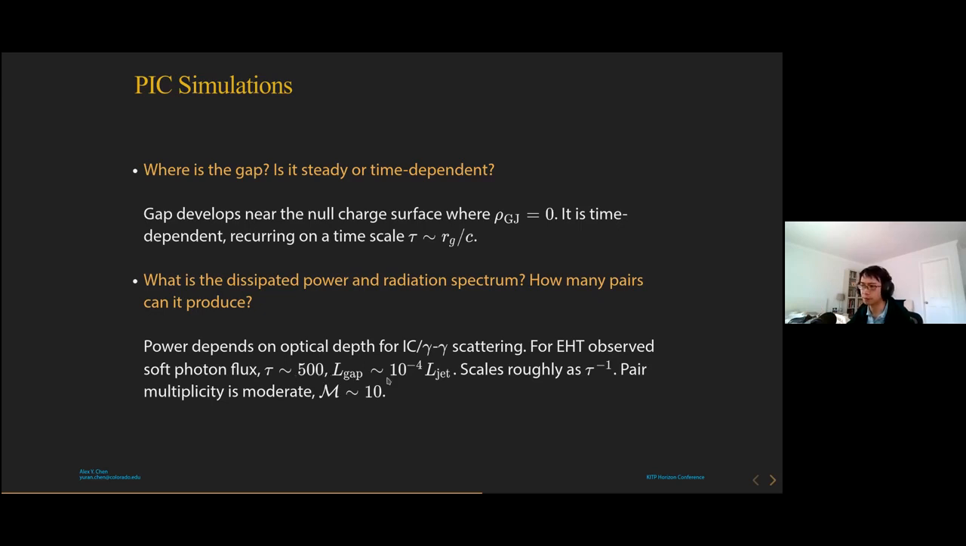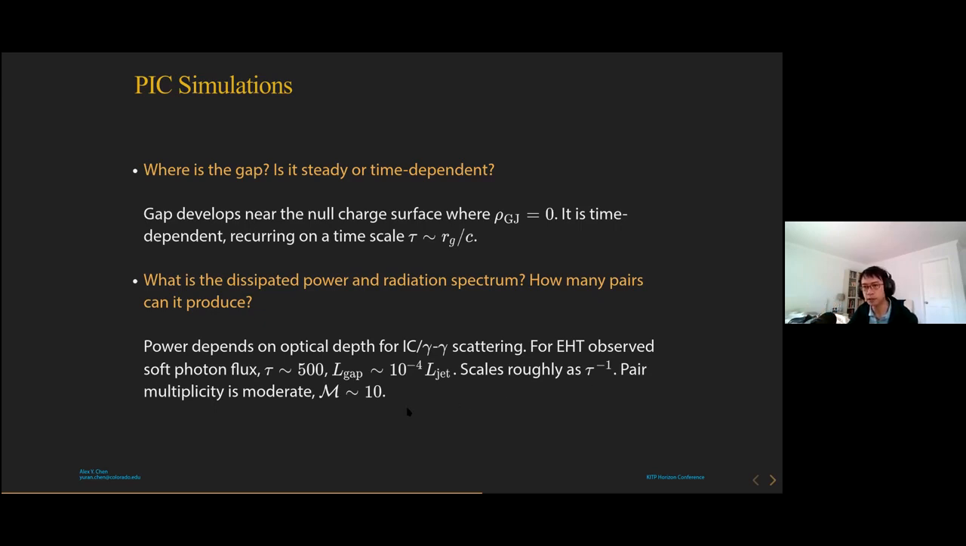In that case, the gap power is actually pretty small. It's only 10 to the minus 4 of the jet power. It's not marginally lower than the kind of flare energies we see. But it scales roughly as tau inverse. So smaller optical depths, meaning lower density of the background photon field, would enhance this power.